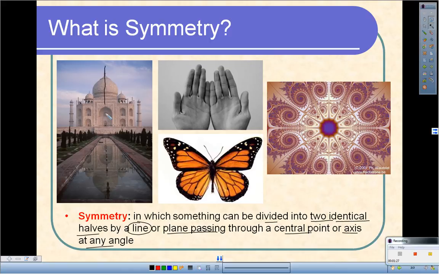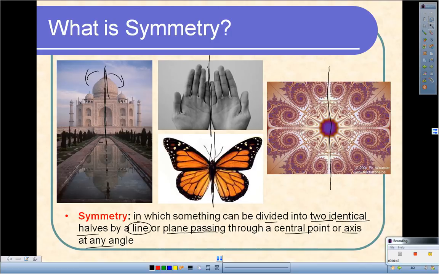For example, there's symmetry on the Taj Mahal, either on the left or the right. There's symmetry with your hands, symmetry with a butterfly, and even symmetry with this art piece. Notice that I drew vertical lines on every single one of these, so you could call that vertical symmetry. It's the same on the left and the right. But in the case of functions, we classify functions as having symmetry of either being even or odd.